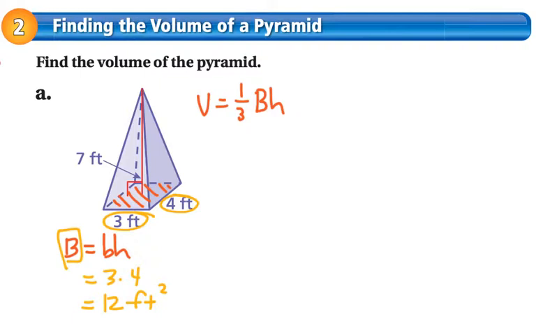So now I'm ready to substitute that into my formula. So it is 1/3 times 12 times, of course, the height of the pyramid, which they did mark for us right over here. And they usually will. And that would be 7 feet. Just like our last ones, we'll go ahead and calculate that out here. And you should end up with a total volume here of 28. And again, this time it's going to be cubic feet.